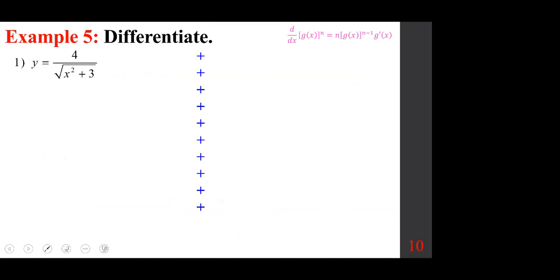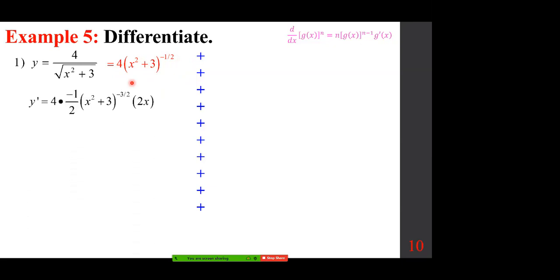All right. I want to differentiate this. We have a number in the numerator, so let's just rewrite it. We don't have to use the quotient rule. I hope everybody's okay with the algebra behind this. And now what happens? Simple. 4 times negative 1/2 times the parentheses to the power of negative 1/2 minus 1, which gives you negative 3/2, by the chain rule times the derivative of the inside, which is 2x.